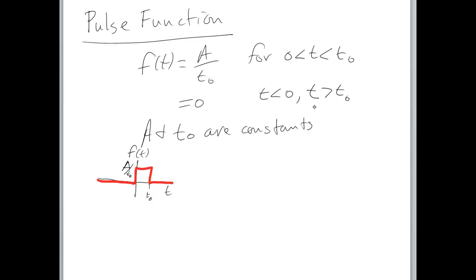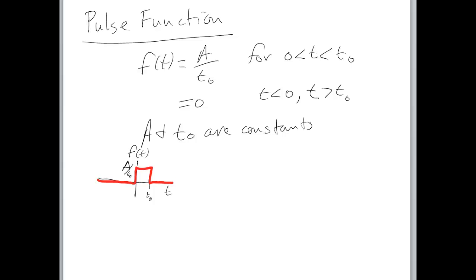Then the function returns to 0 at times greater than t0. And both a and t0 are constants in this case. So here we can take a look at what the function looks like. It starts out at 0, it bumps up to a value of a divided by t0, and then it returns to 0 at a time of t0 and then continues on at 0.